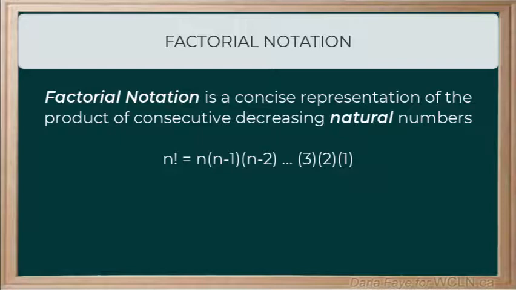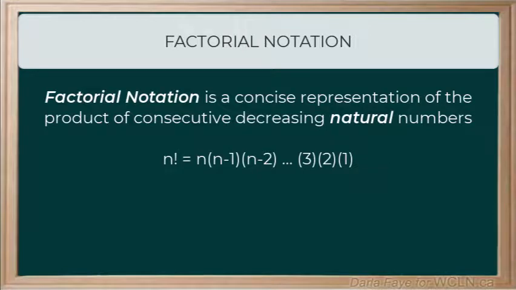Now this n factorial means that n is the first of my factors. And then to find my second factor, I would simply subtract 1 from n, since that's the next number in my list. The next factor would be 2 less than n, and I would keep going until I get down to 1.